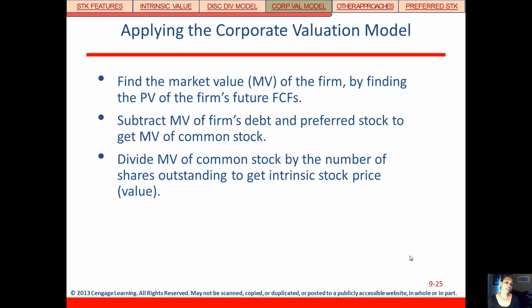So in order to apply the corporate valuation model, we're going to need to find the market value of the firm by finding the present value of the firm's future cash flows. And then from that market value, we're going to subtract off debt and preferred stock to get the market value of the common stock. Once we have that, we can just divide it by the number of shares outstanding to get the intrinsic stock price, or the market value of one share of stock.